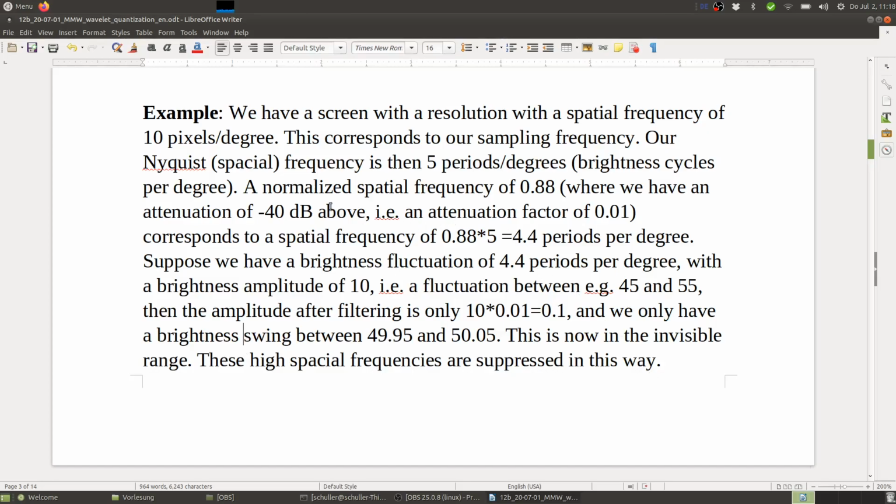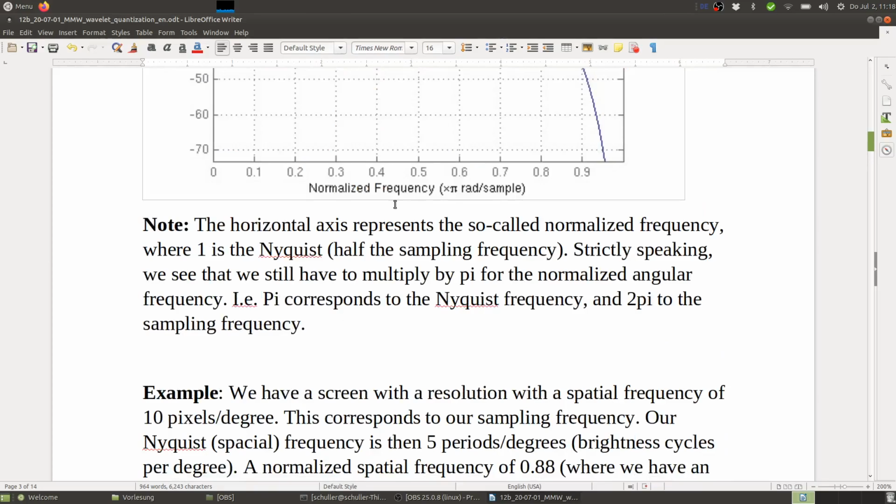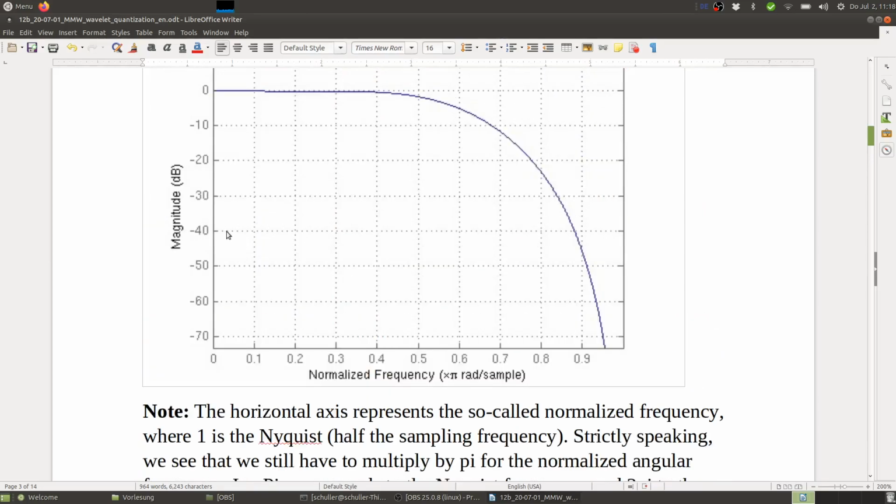Yeah, so here you can see minus 40, going back to this plot here. Here we can see minus 40 dB. Here the passband is 0, minus 40 dB, which corresponds to 1/100th. And here we can see it's roughly 0.88, 0.88 times Nyquist.